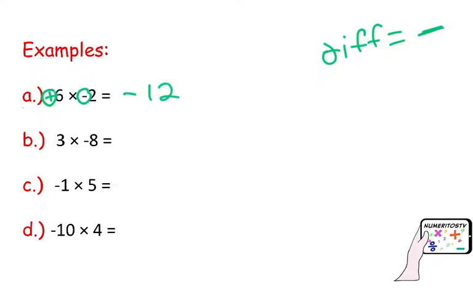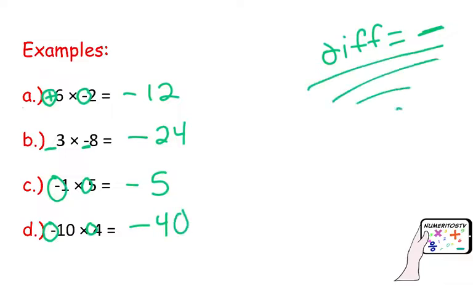What about the next one? Positive and negative, so different signs, my answer is negative, and then you just multiply 3 times 8, that's 24. Different signs, negative and positive, so answer is negative, and you just multiply 1 times 5, that will be 5. Different signs, negative 10, positive 4, answer is negative, and then you multiply 10 times 4, that is 40. So remember the rule, different signs, the answer is going to be negative.